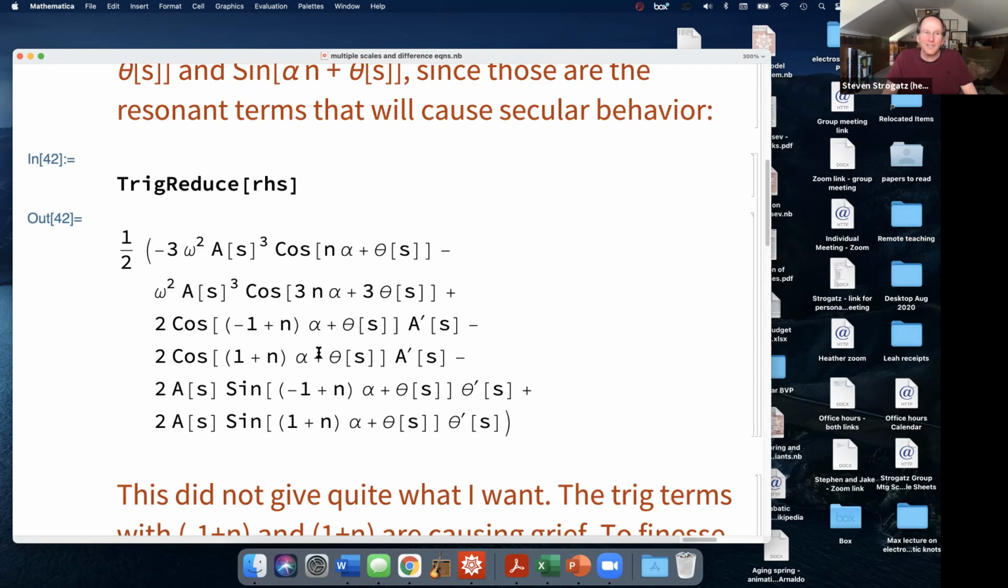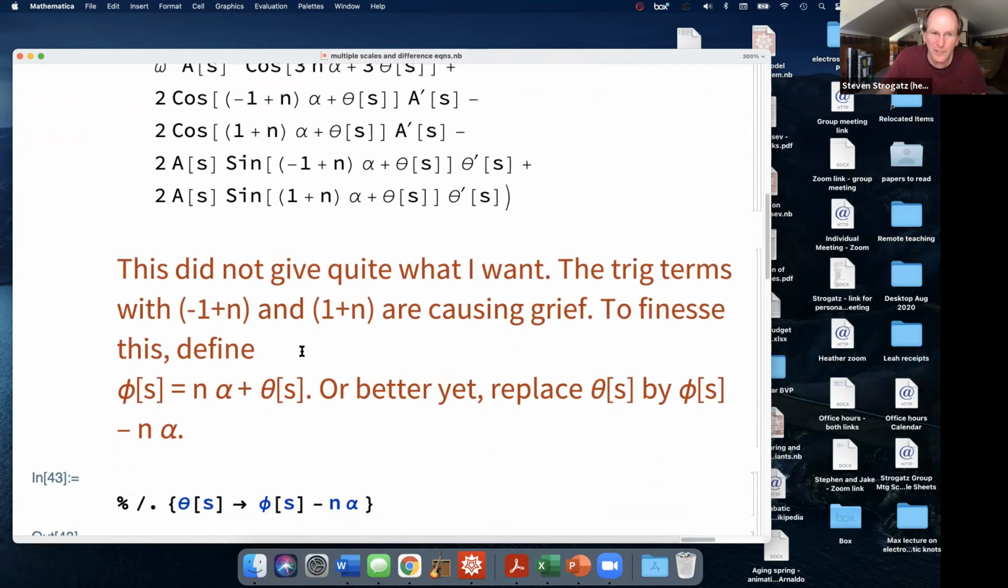And it doesn't, trig reduce is too blunt an instrument. It doesn't give me what I want. So I tried other things. Like I say, these trig terms with these terms in there are causing grief. So to finesse it, I just got rid of those. I'm showing this in case you're as bad at Mathematica as I am. This is how you can work around it.